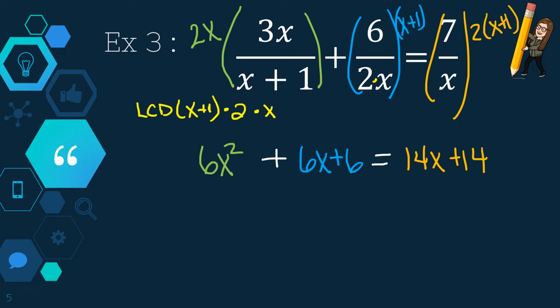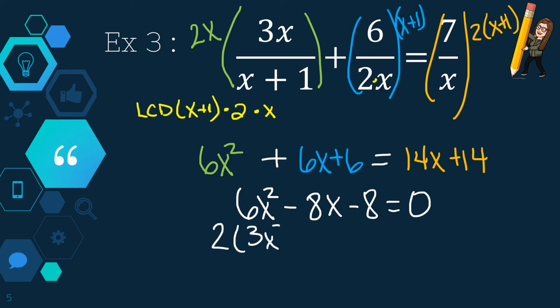All right, I'm going to move everything to the left side. Subtract 14x would get me negative 8x. 6 minus 14 would also be a negative 8. I'm going to divide out a 2 right away, try to make it a little smaller. And let's try to factor.